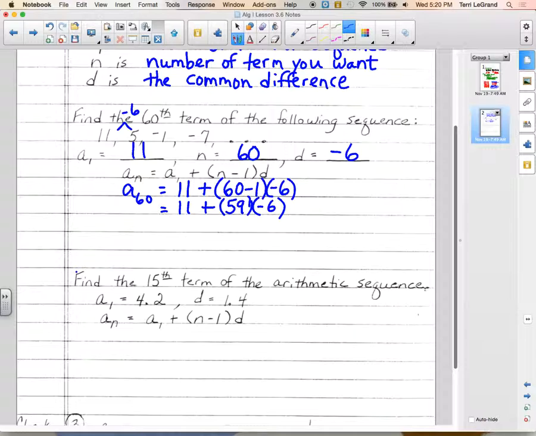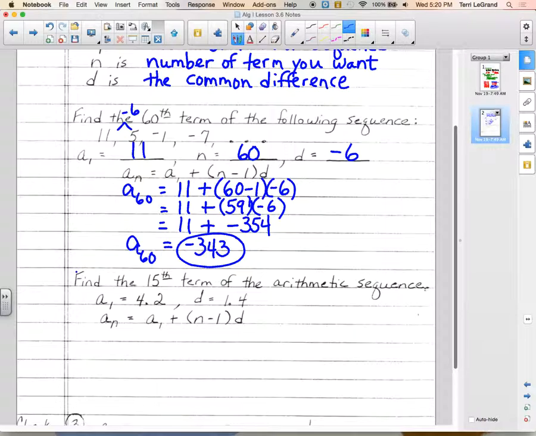Okay, let's calculate what 59 times negative 6 is. So we have our 11 plus a negative, because it's going to be a positive times a negative. And you should get 354, so a negative 354. So our 60th term, our a sub 60, is whatever 11 plus negative 354 is. That is a negative 343. There's our answer.